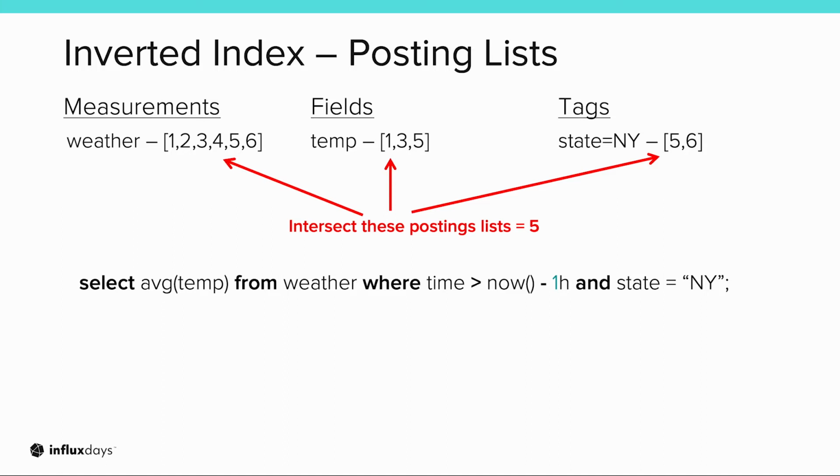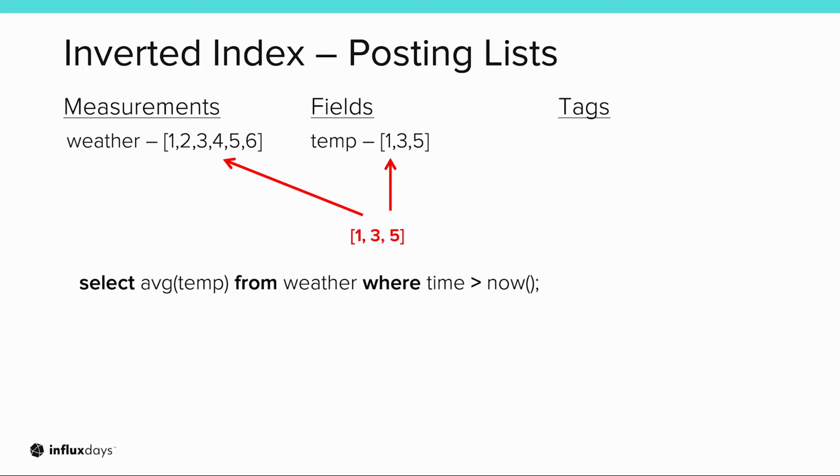So what would happen if we changed this a bit and we actually removed the state qualifier? So now we're just looking at the temp field for all series in the weather, right? Well, in this case, we do the intersection and we see that we have to look up time series 1, 3, and 5 to answer this query.